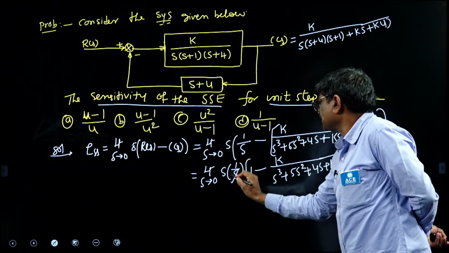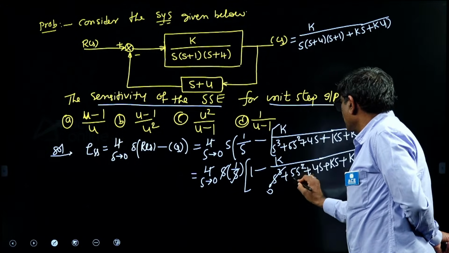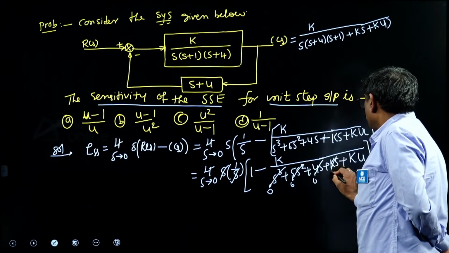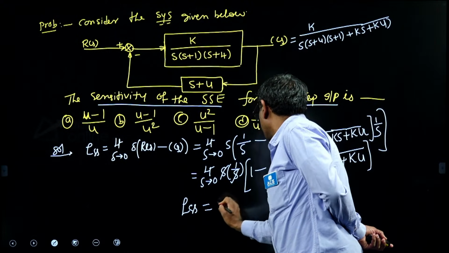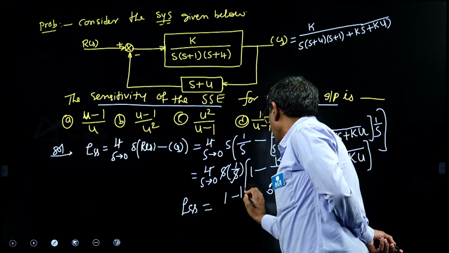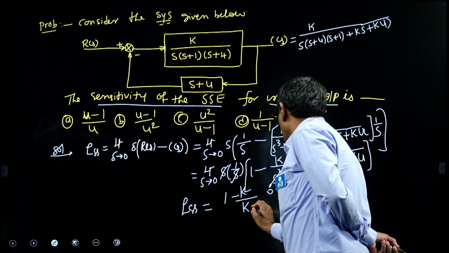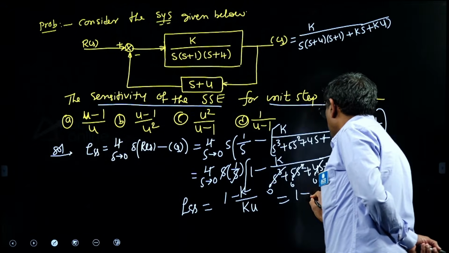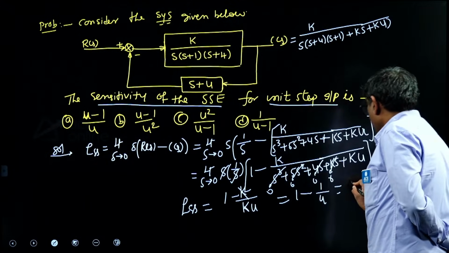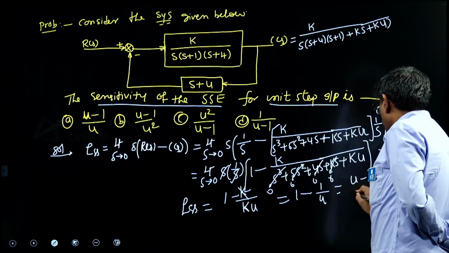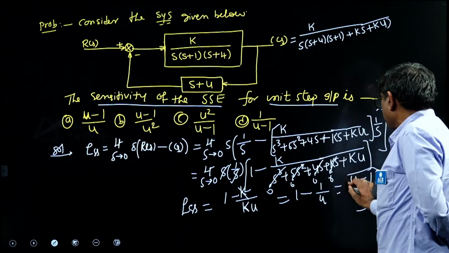Come on, s is cancelled. S tends to 0, put all 0. Then what is the answer you are getting? So ESS equal to what? 1 minus K divided by Ku. That means you are getting 1 minus 1 by u. K cancelled. Then what you are getting? U minus 1 by u is the steady state error.